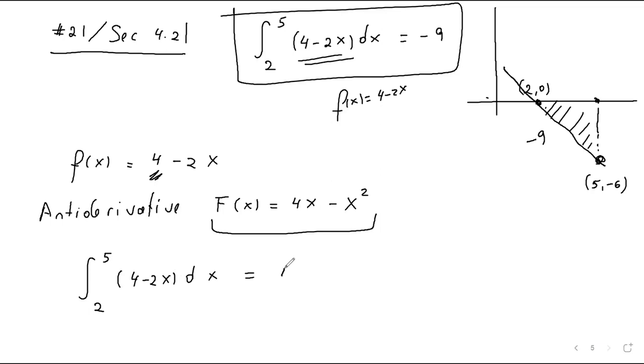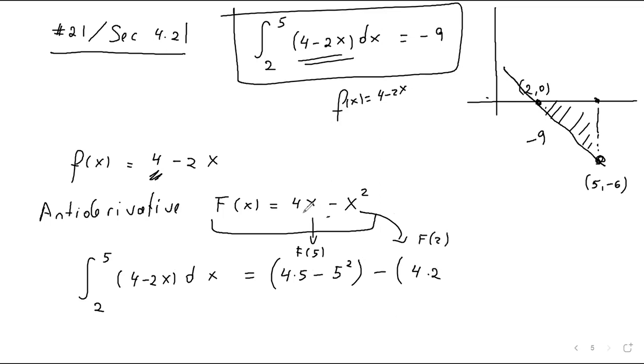So this is going to be 4 times 5 minus 5 squared, and minus 4 times 2. Remember, we evaluate this F. This is the one that we evaluate. This is F of 5, folks, and this is F of 2 here. So let me just mention so that everybody can follow here.